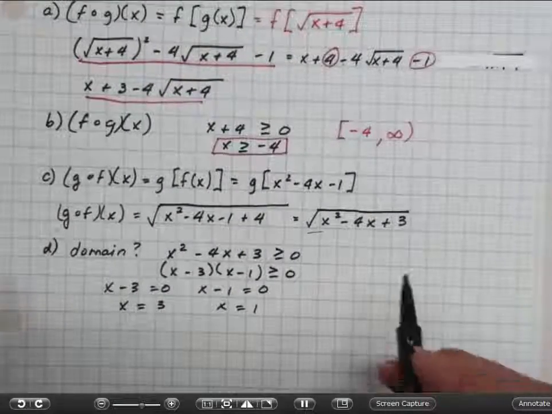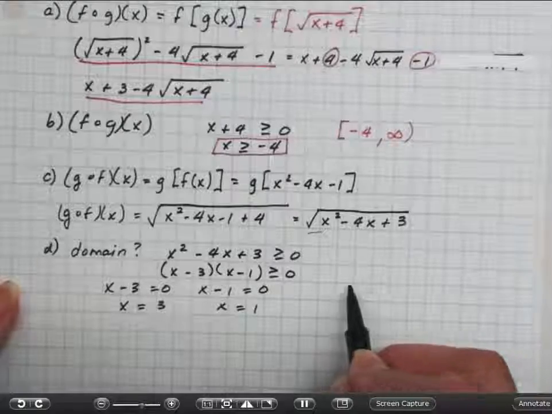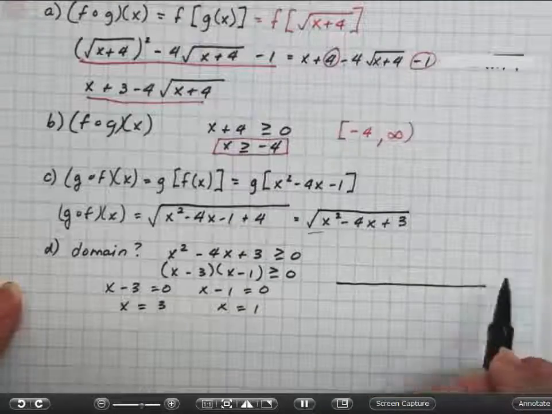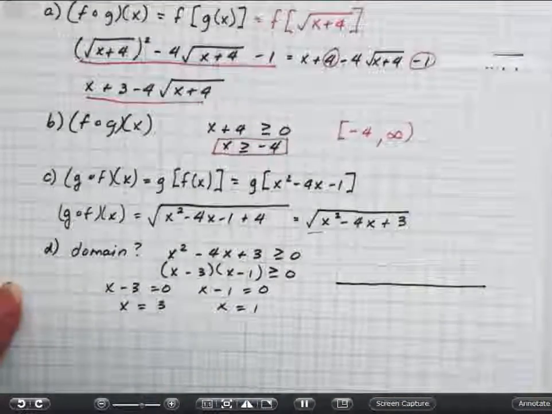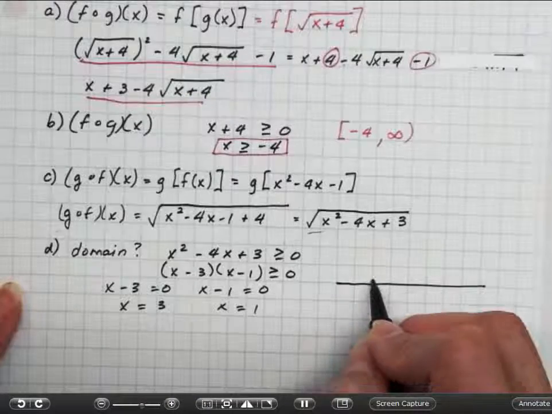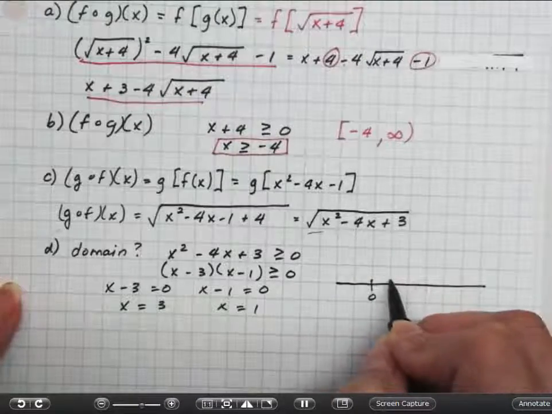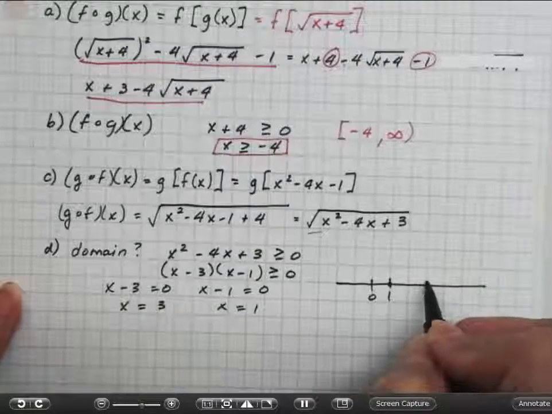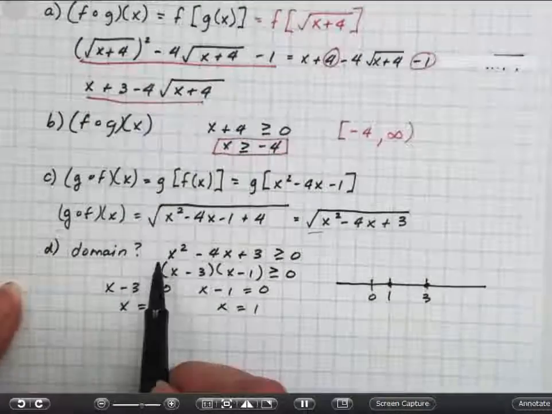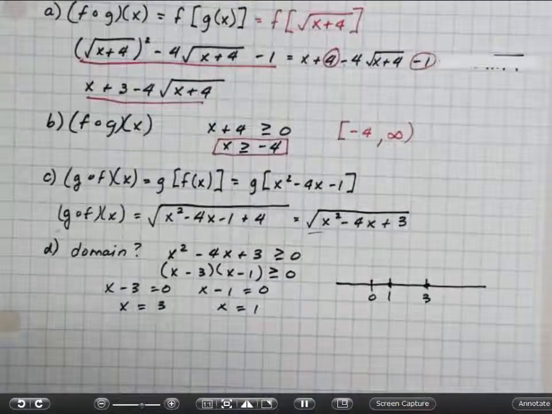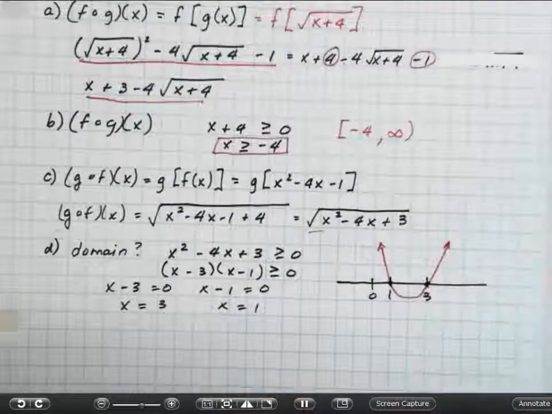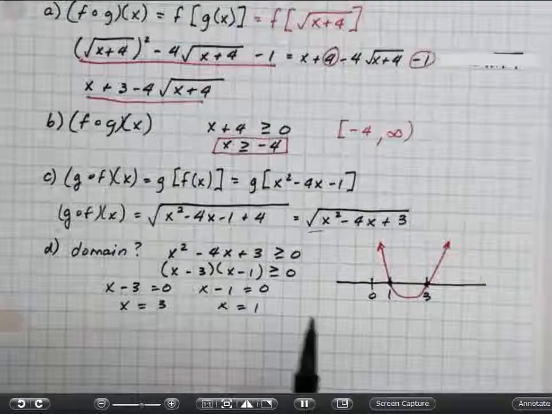So we can either use a sign chart, or if we're really good with remembering what kind of graph this would be, a parabola. Or if we're good at knowing our parabolas, we can go ahead and put our zeros on here. So that's 1. This is 3. Is this a parabola that opens up or down? So that means I have to go through these zeros and I have to go up. So my domain is where this is greater than or equal to 0.